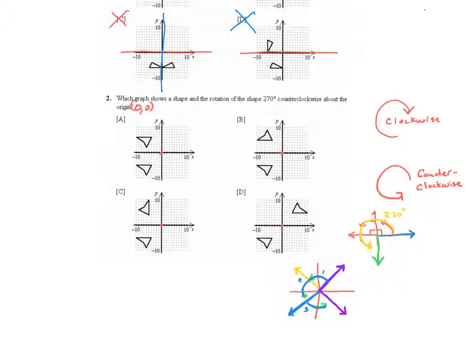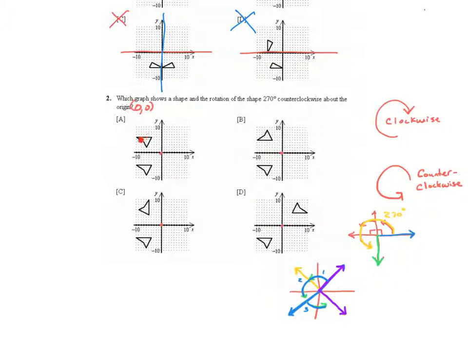If we were rotating 90 degrees, we'd rotate through 1 quadrant. If we were rotating 180 degrees, we'd rotate through 2 quadrants, and so on. The first thing that I then check is to see if any of the figures are even in the correct quadrant after they are rotated.